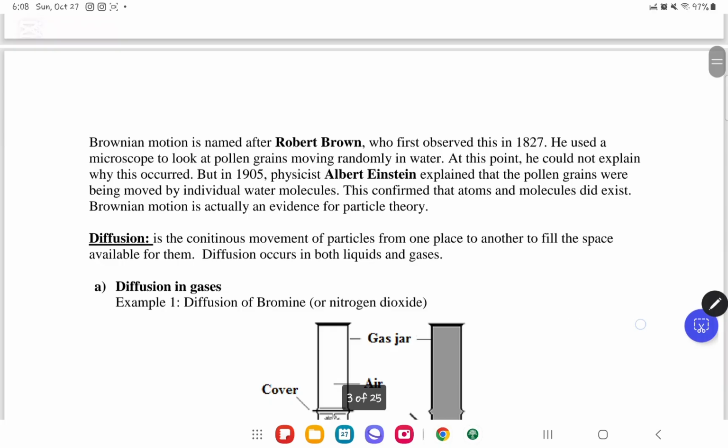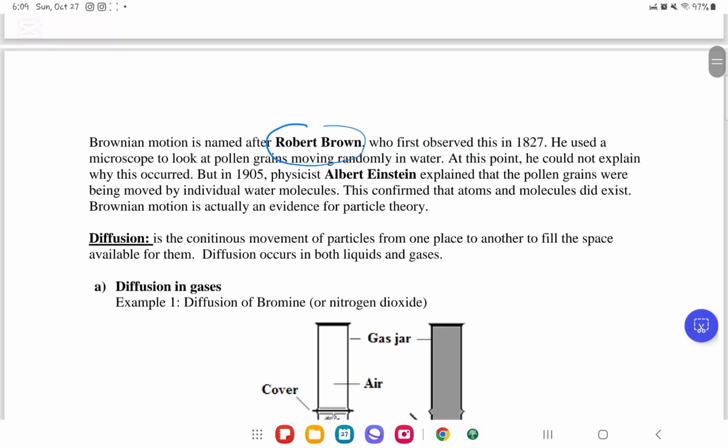Now, Brownian motion is named after a scientist called Robert Brown. What did Robert Brown do? He first observed this motion, where the particles in fluids move randomly, in 1827. He used a microscope to look at pollen grains moving randomly in water. At this point, he could not explain why this occurred. So he saw this random movement and he didn't understand why this happened.